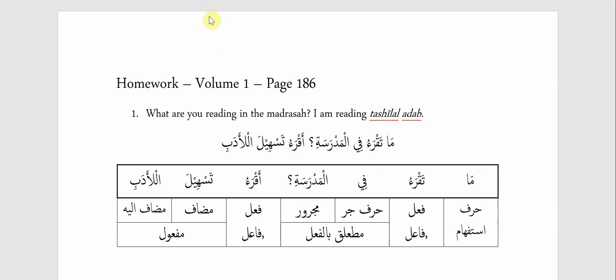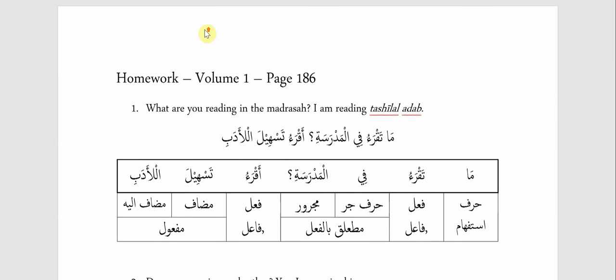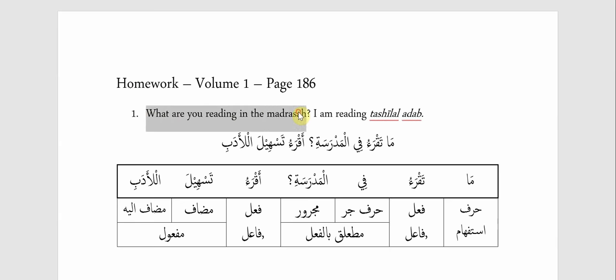I'm going to be covering the homework volume 1, page 186. It's going to be a little bit fast because I don't want to keep this video too long. It was simply translating English sentences into Arabic sentences. First sentence is, what are you reading in the madrasa? I am reading Tasheel al-Adab.